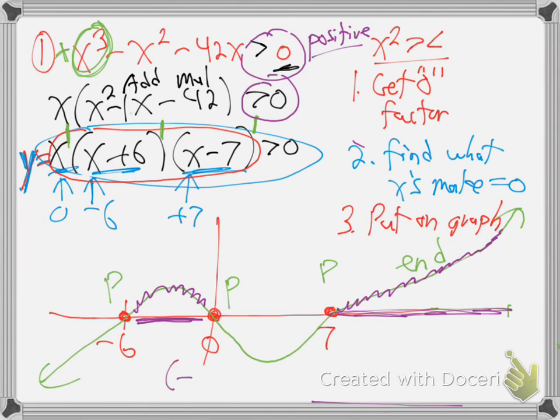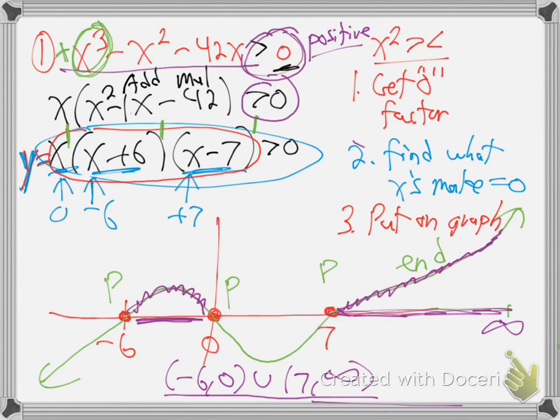is from -6 to 0 united with 7 to infinity. In those two sections, all parentheses because we don't have a bar here, so no bracket, no equals. In those sections, the graph is above 0, greater than 0. The function is greater than 0.